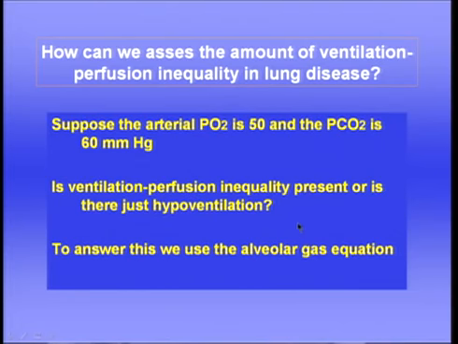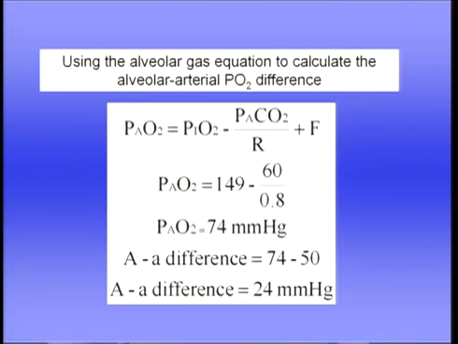To answer this, we use the alveolar gas equation, which is shown on the last slide here, and that we've now talked about several times. This says the alveolar PO2 is equal to the inspired value minus the PCO2 divided by the respiratory exchange ratio, plus a constant that we're now going to ignore. It's a small correction factor with the patient breathing air.